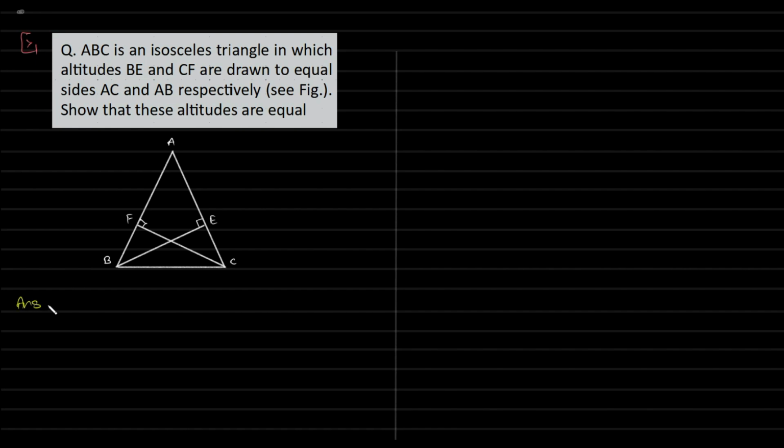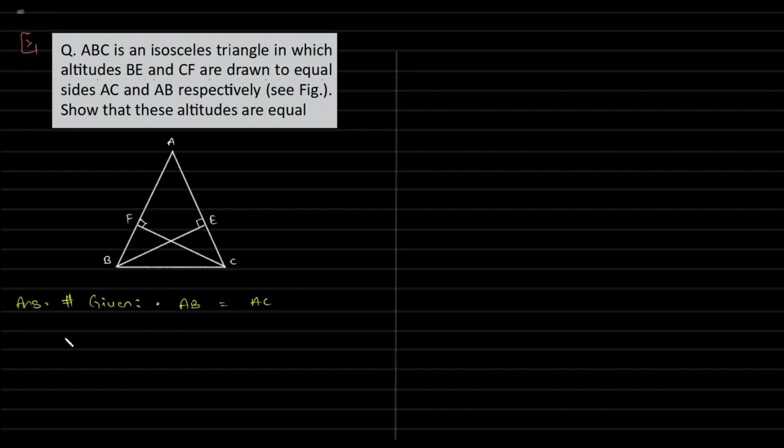For this question, you don't need to draw the diagram. We have been given that ABC is an isosceles triangle in which altitudes BE and CF are drawn to equal sides AC and AB respectively. Okay, so we have AB equal to AC, right? So these are your two equal sides, AC and AB respectively. It's given.